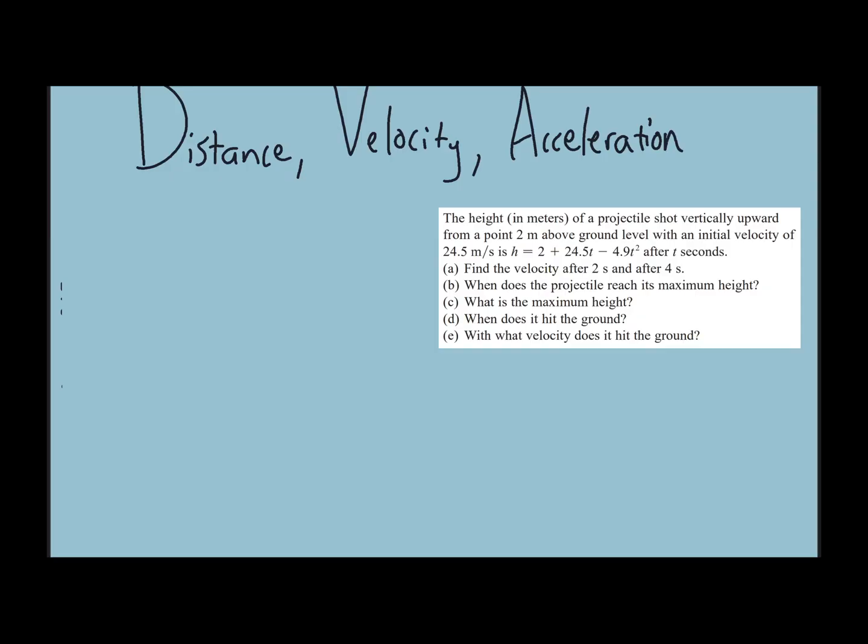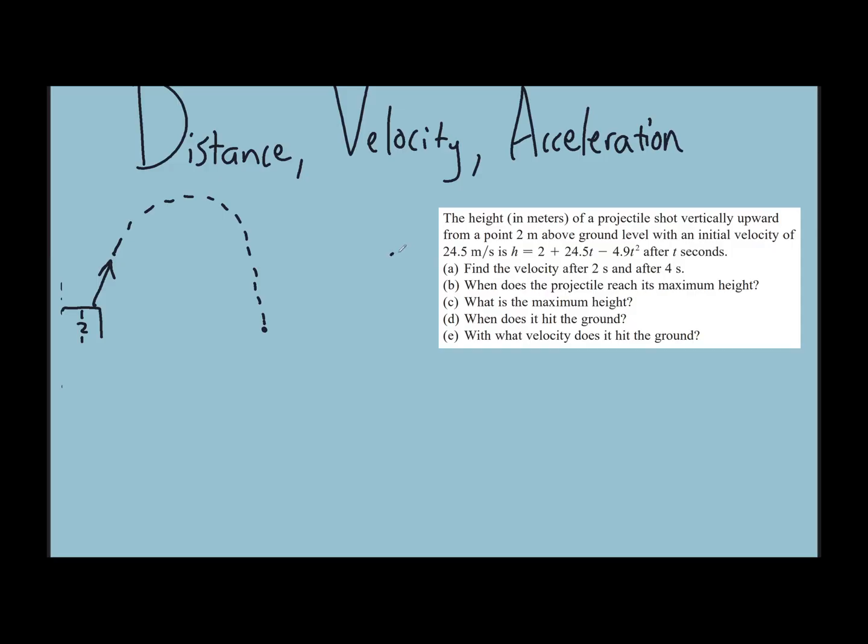The height of a projectile shot vertically upward from a 2-meter point. So we have a cliff. It's like a 2-meter point. And we have a velocity that it gives us, and it's going to go like this. Right? You ever thrown something off a hill? It's going to go up, and then it's going to come down.